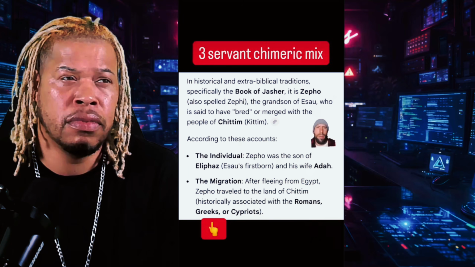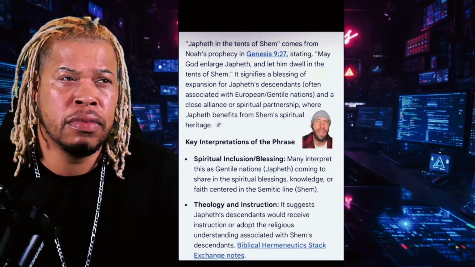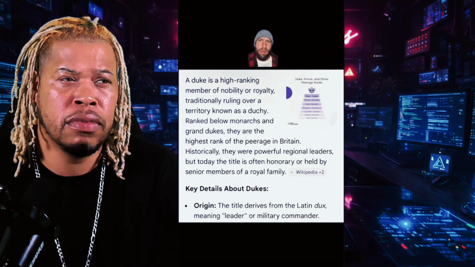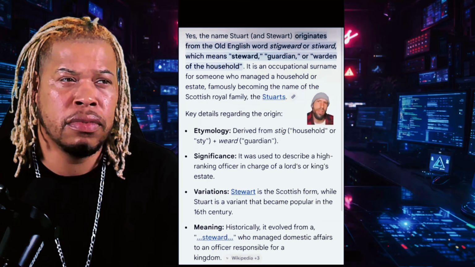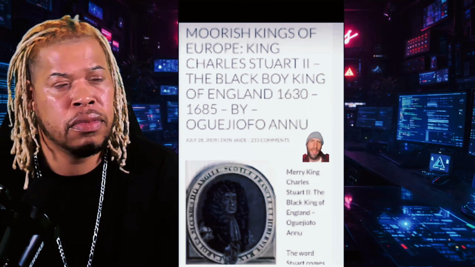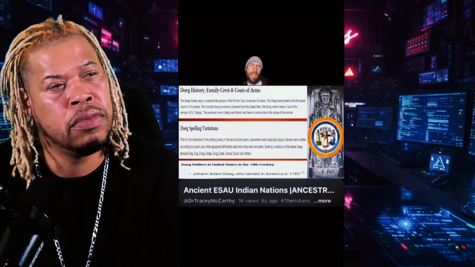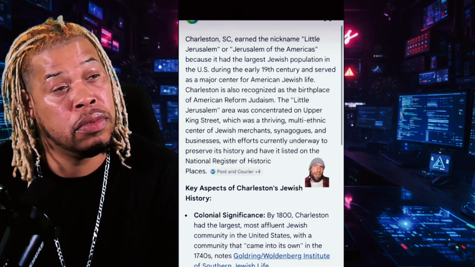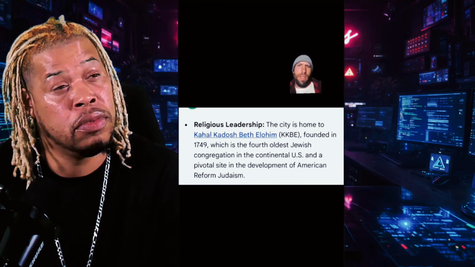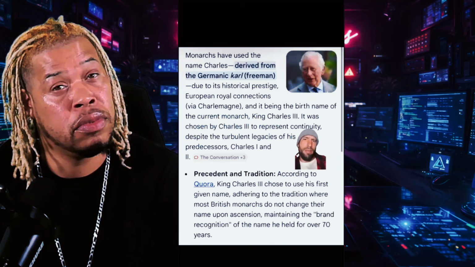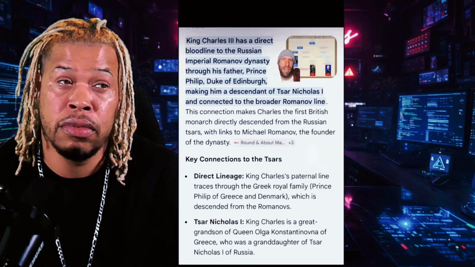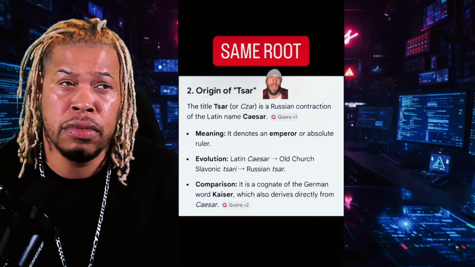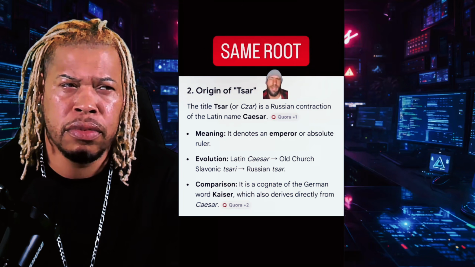Those offspring bred with Japhethites. These Japhethites adopted the culture of Judah. They were Jew-ish. These dukes are front office people. Dukes are stewards. King Charles was a steward, a Scottish doeg or duke. This is a Scottish flag, and that's why Charleston is the Little Jerusalem. Look, King Charles today is a front office person, related to the czars via the Duke of Edinburgh. Czar, Charles, Kaiser, Caesar, they're all the same.